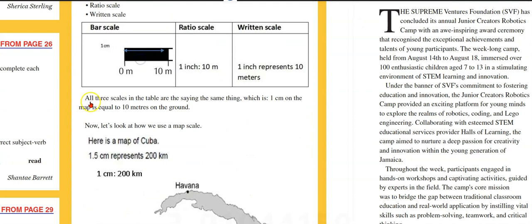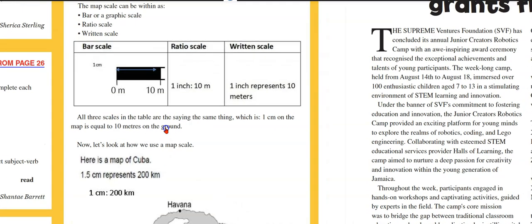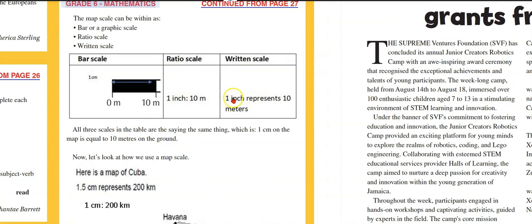All three scales in the table are saying the same thing, which is 1 centimeter on the map is equal to 10 meters on the ground. So they have inch here and inch here. Based on this, we should be using centimeters. So again, 1 centimeter is equal to 10 meters. So it can be bar, ratio, or written.